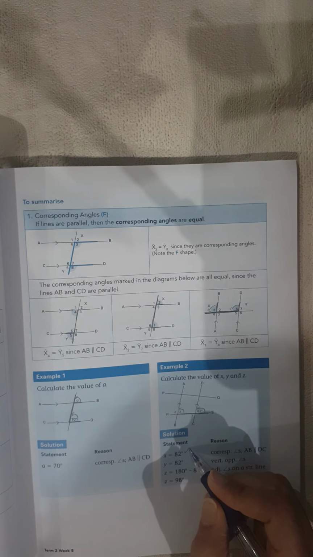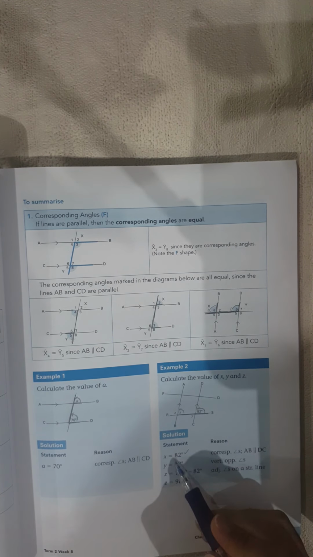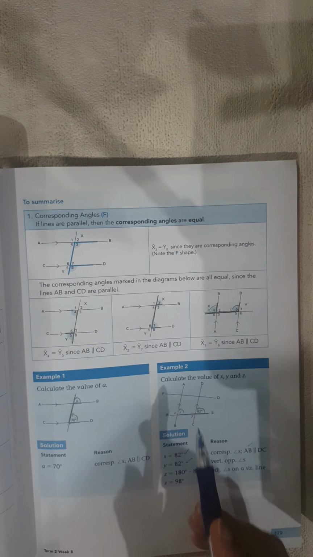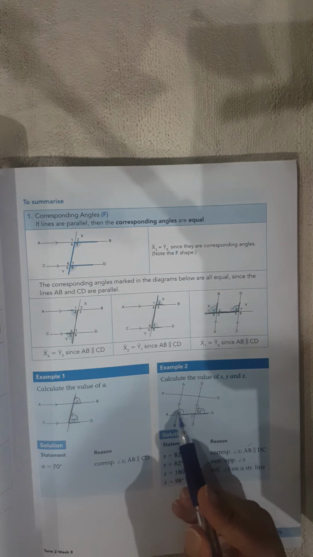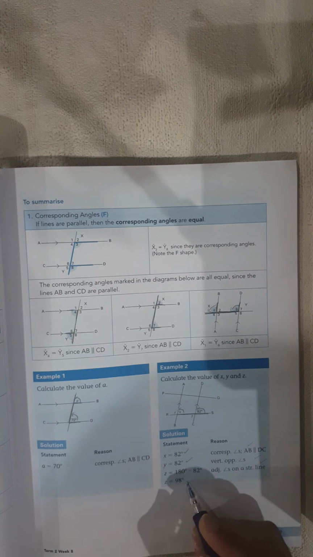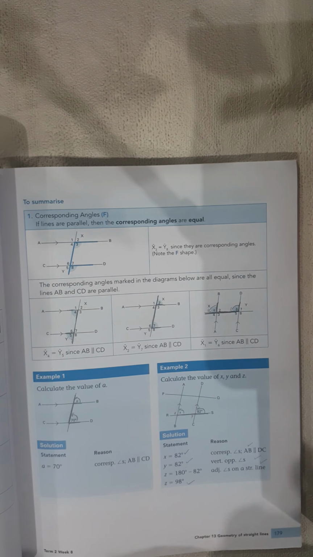So very, very important to look at your statement. You're going to get a mark to say why you're saying it. You said X is 82, but why did you say X is 82? Because we said they are corresponding angles, because we can see the parallel lines, right? Then we said Y is equal to 82 degrees. Why am I saying Y is equal to 82 degrees now? Because it's vertically opposite angles. Then I said Z is equal to 180 minus 82. Why? Because these two angles are adjacent and they add up to 180 degrees. Can you see how many marks you're going to get? So please don't just write down the answers. You have to write down a statement and a reason. Okay.